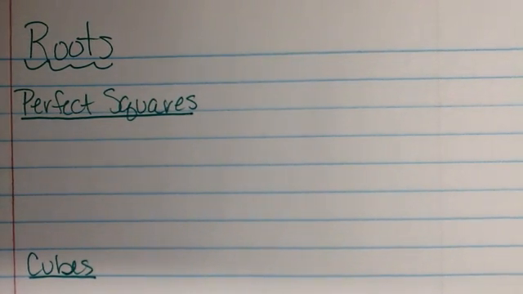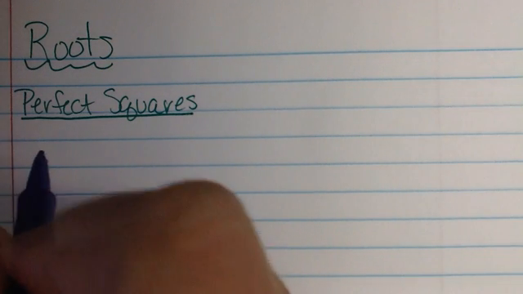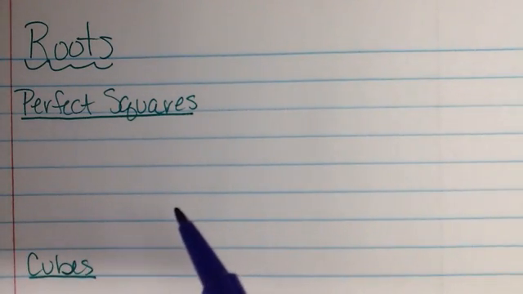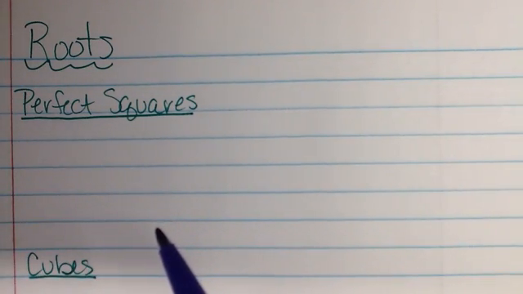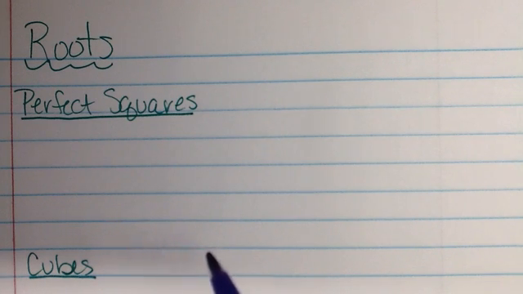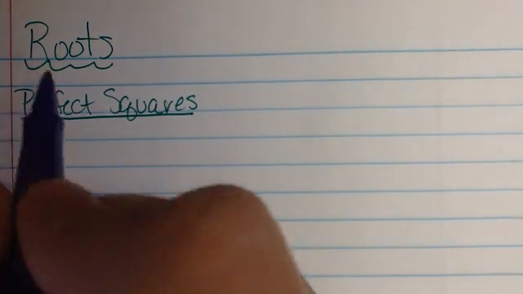Alright, and now we're going to talk about roots and finding those. But first I want to list out the perfect squares and the cubes. So here we go. The perfect squares are just a product of a whole number in itself. It gives you the edge or the side length of a square.